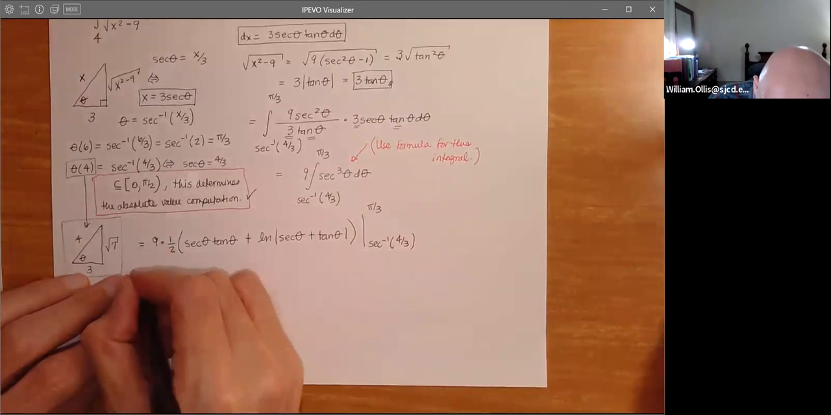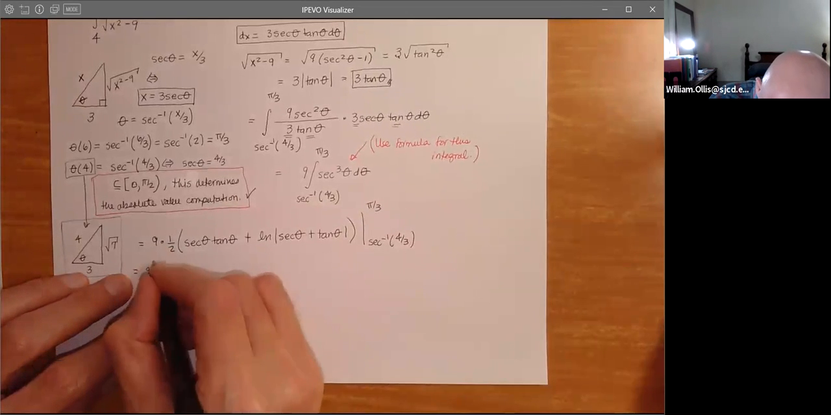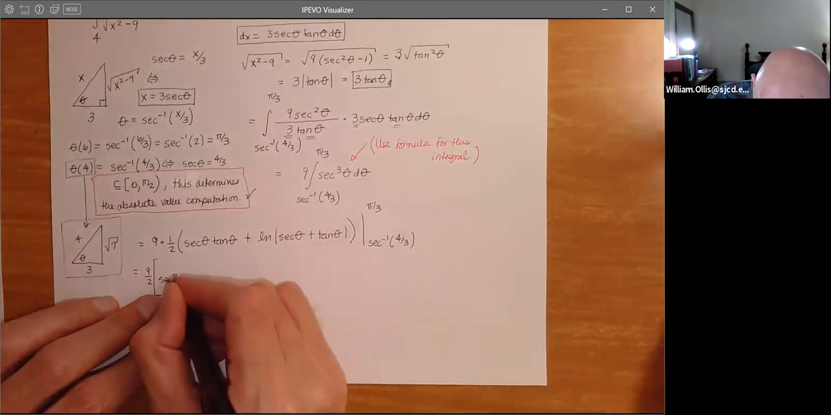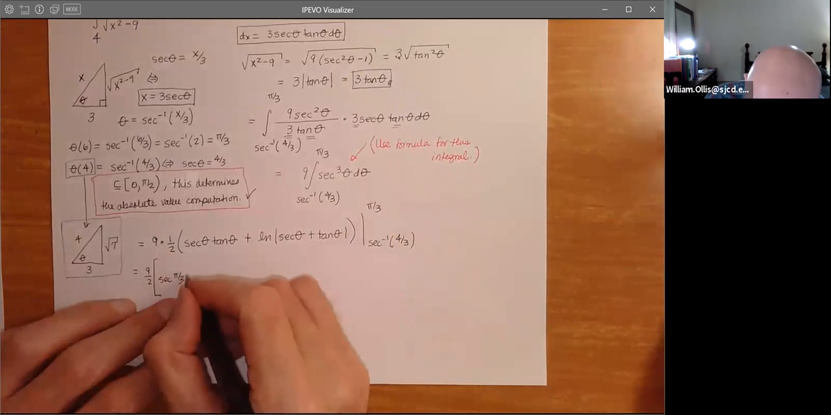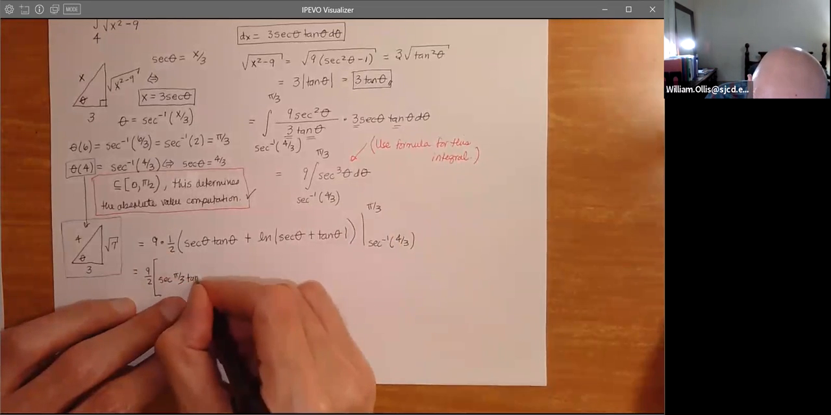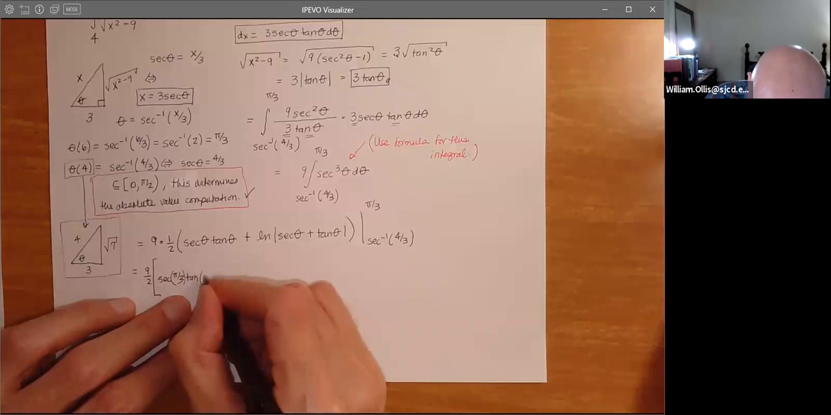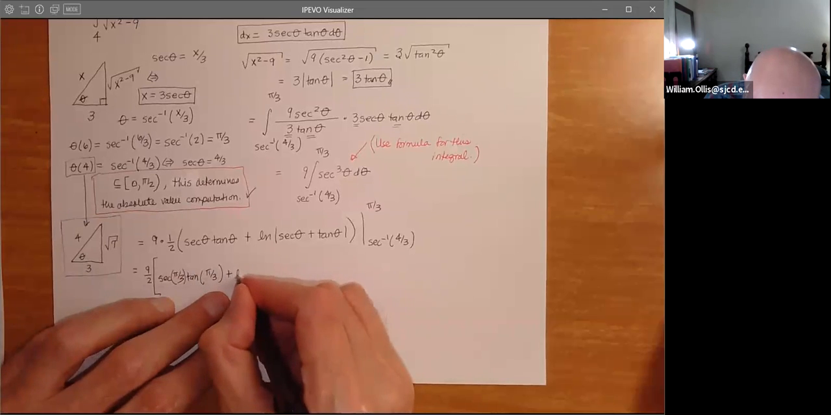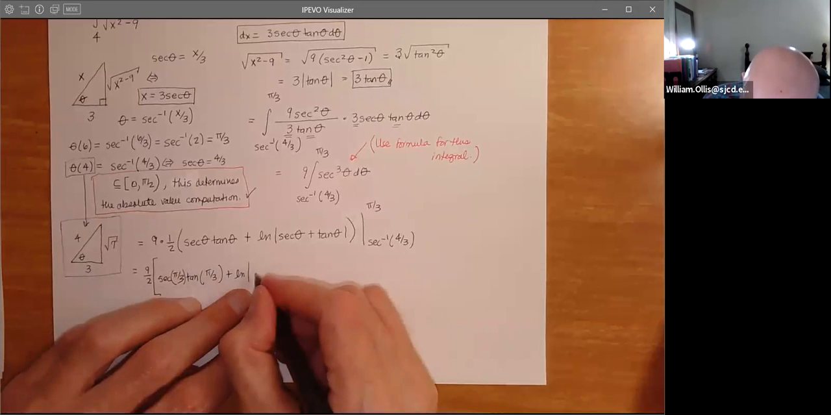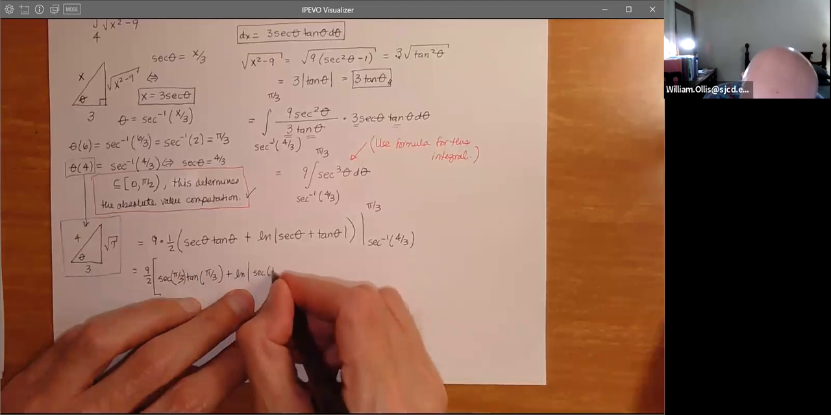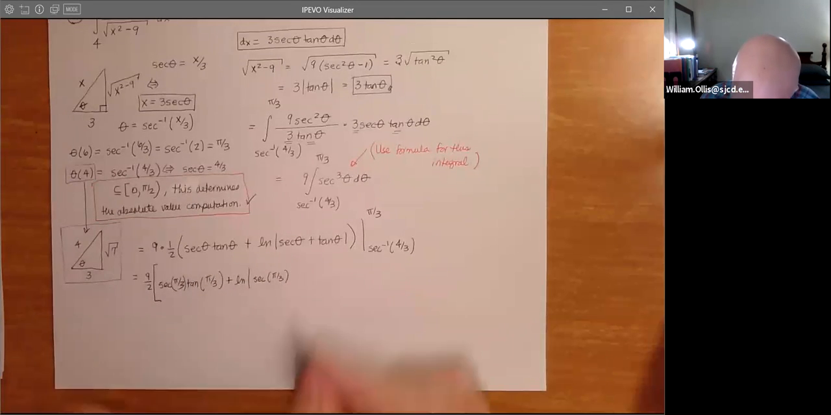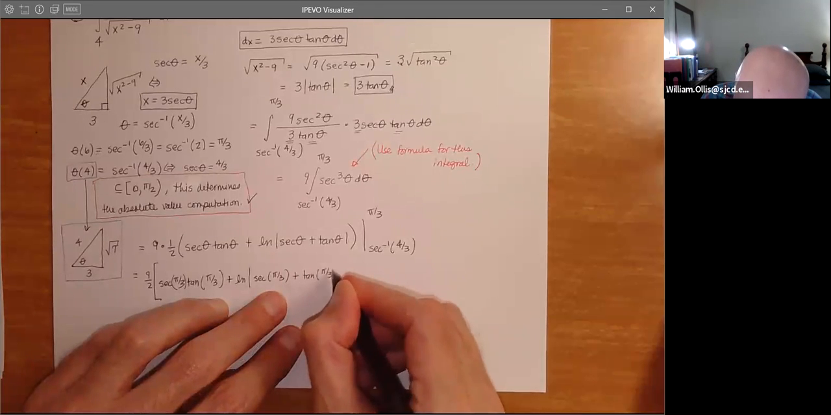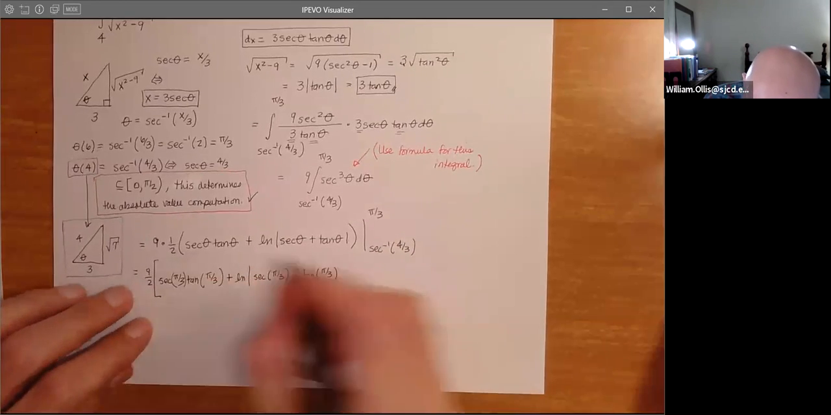So now we have 9/2. So we'll substitute pi over 3. So we have secant pi over 3 times tangent, and if you want, you can go ahead and put those in parentheses, pi over 3, plus natural log of secant pi over 3 plus tangent pi over 3. So that's the first part.